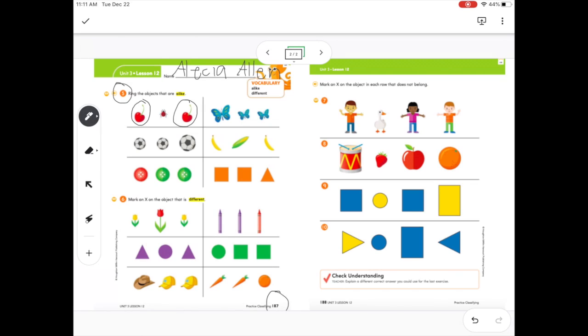Which two are the most alike? Which two are the most the same? I think those two. Alrighty, keep circling. Red, green, green. I think the two green buttons are mostly alike. What about the butterflies? Which two are mostly alike?